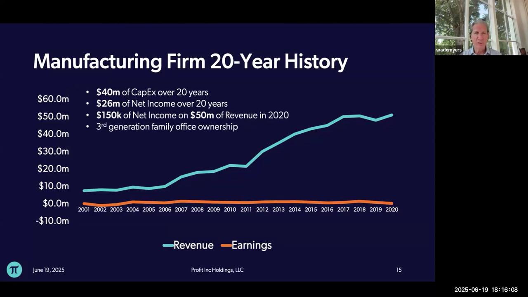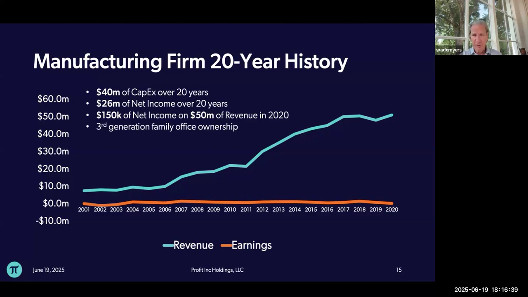This is the most extreme example in my career of a business where the focus was on revenue and not on earnings. This is a real business. These are real numbers. They grew from under 10 million in revenue to 50 million over the course of 20 years. Net income in 2020 was only 150,000. So a few of those years they lost money, and most of them they barely broke even.